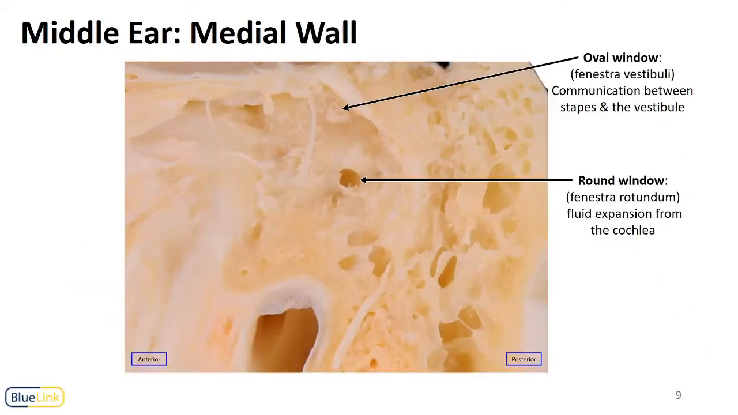Now, in a donor, what we can see here first is that tiny little stapes bone right there. You can see it looks a bit like a stirrup shape. So where the footplate meets the vestibule is the oval window. Now, inferior to that, also on this medial wall, we find the round window.